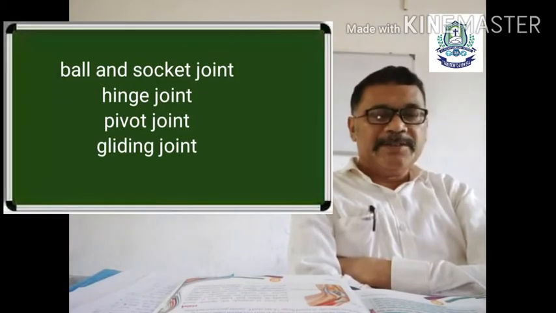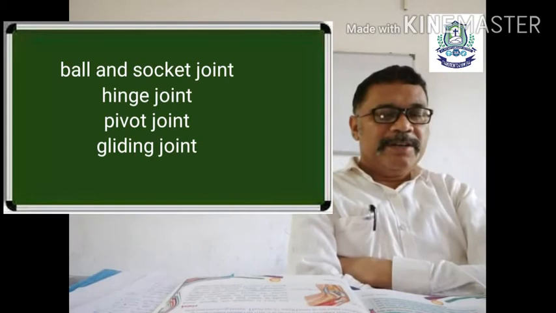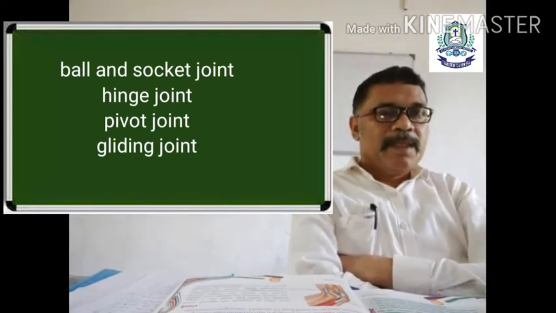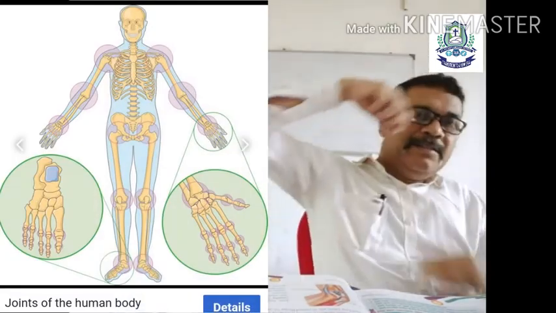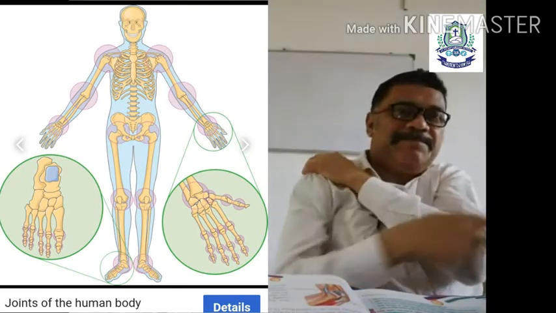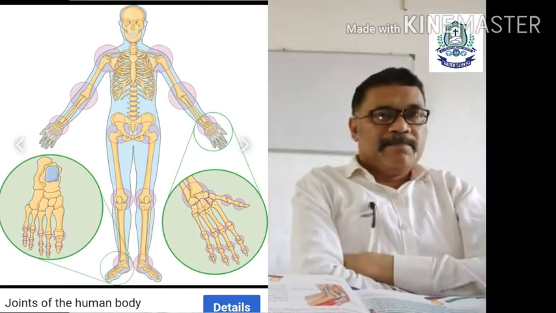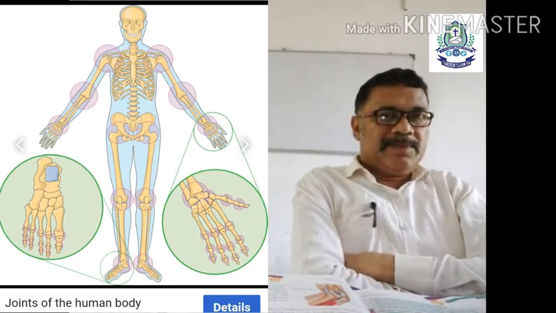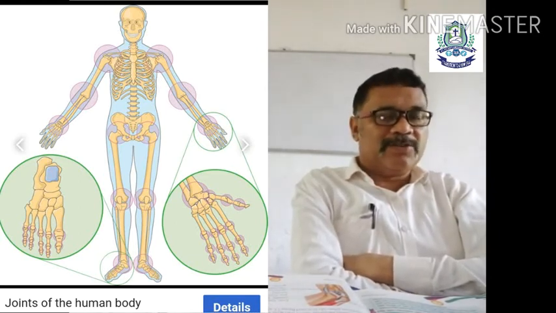And according to the type of joining, how they are jointed, they are classified into four groups. One is ball and socket joint, one is hinge joint, one is pivot joint, and one is gliding joint. Ball and socket joint, that is, one ball is there, one socket is there. So it can rotate in this joint. In any direction we can move our head. The shoulder joint and hip joint are examples of ball and socket joint.